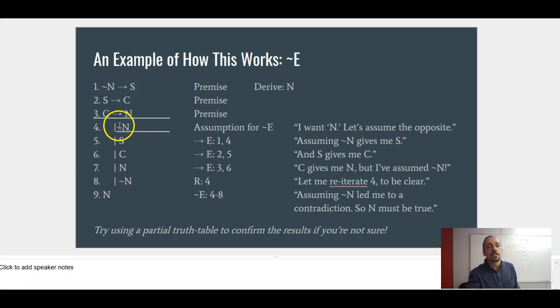So assuming not N led me to a contradiction, so the opposite must be true, right? And again, you can use a partial truth table to confirm this if you're not sure. So that's an example of how negation elimination would work. Assume the opposite, derive a contradiction, right? And then you can discharge the thing you were after. All right.